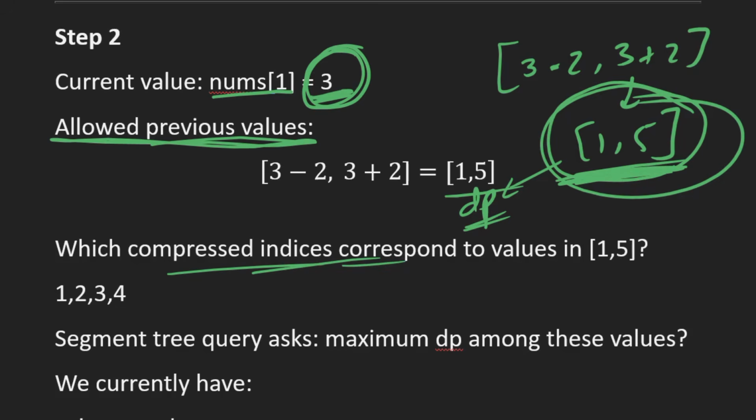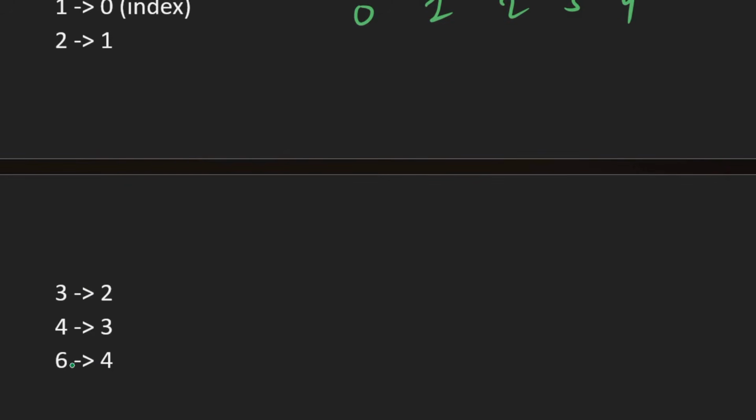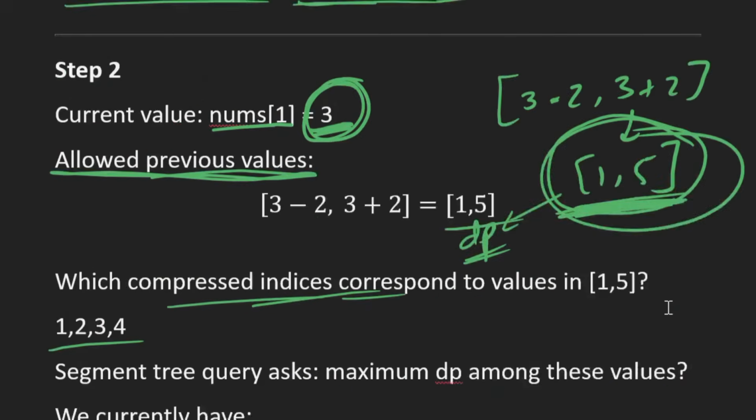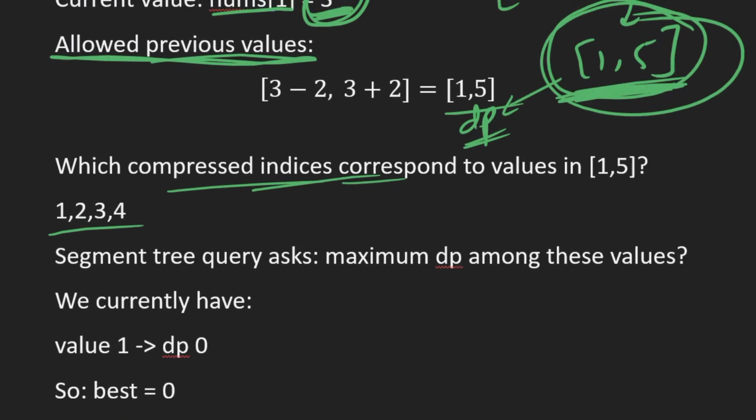This is a range in the normal array, but in compressed indexes, the values corresponding to these are 1 2 3 and 4, because see, 6 is having index number 4. Our range was 1 to 5. So what are the indexes? Index is 0, 1, 2 and 3 in that particular range, right? So for this particular range we have to find the compressed indexes. So the compressed indexes are 0, 1, 2 and 3.